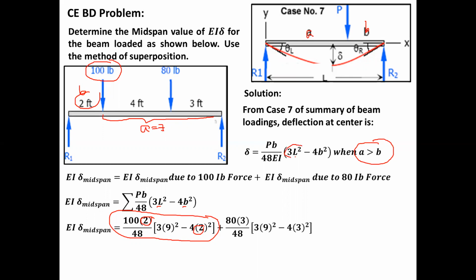Now, L in this situation is 9. 2 plus 4 plus 3 is 9. And then our B is 2. B is 2. And our P is 100. That's why we have this expression while we are utilizing this expression also. Okay? So, tapos na tayo sa 100.